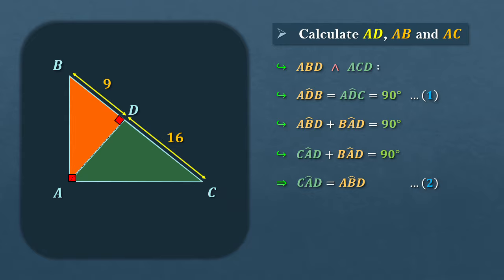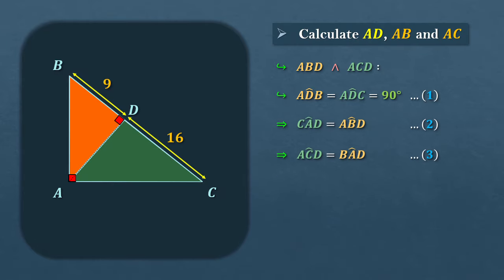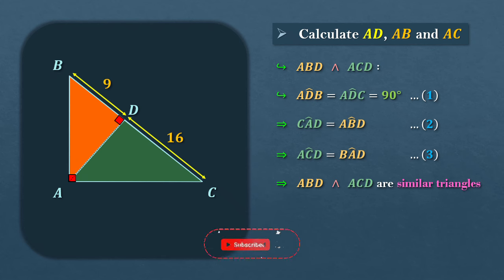In triangle ACD, the sum of the measures of angles CAD and ACD is equal to 90 degrees. Since the sum of the measures of angles CAD and BAD is also equal to 90 degrees, we deduce that the measure of angle ACD is equal to the measure of angle BAD. We note this as equality number 3. From equalities number 1, 2, and 3, we conclude that triangles ABD and ACD are similar.